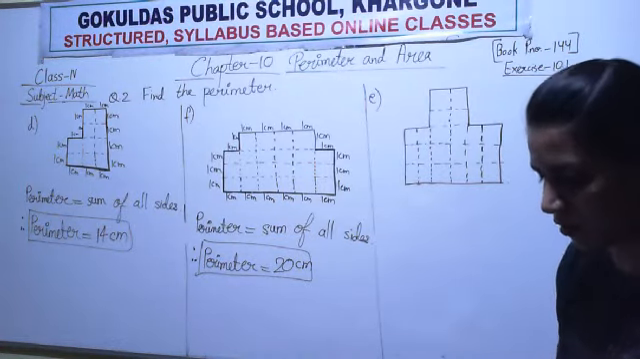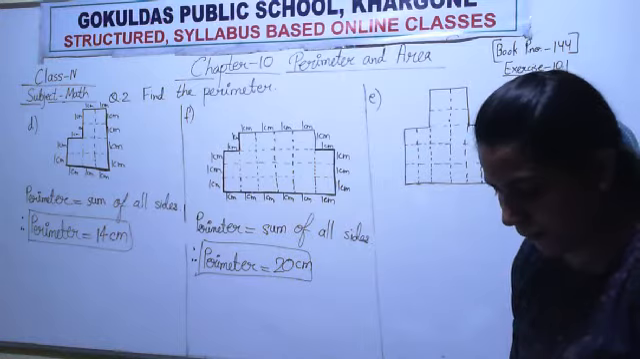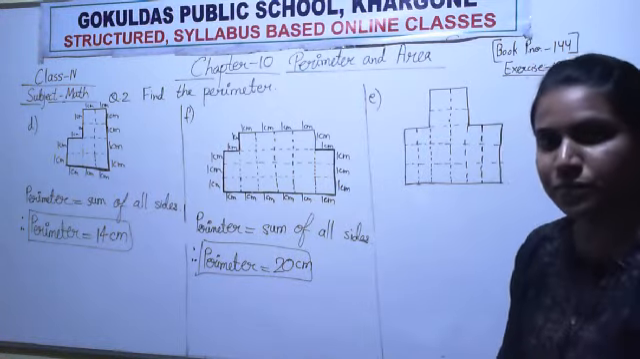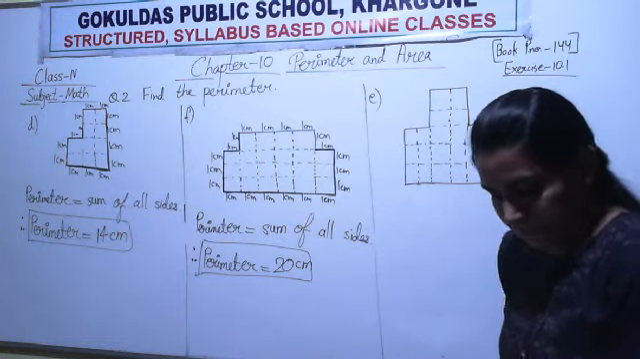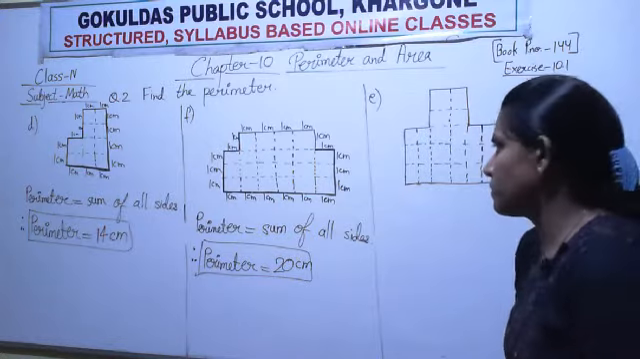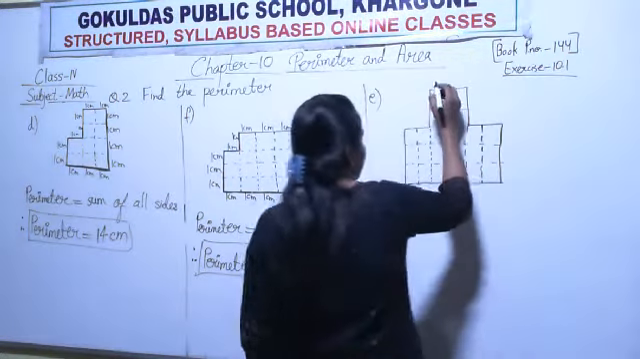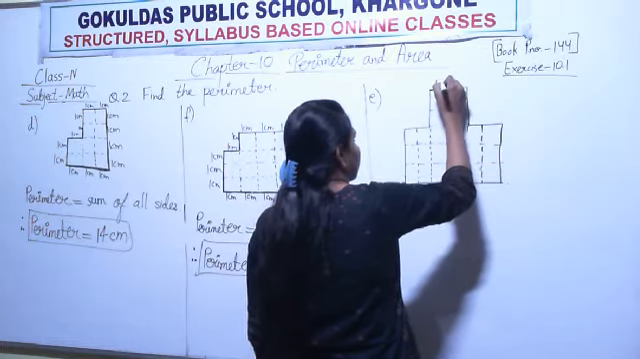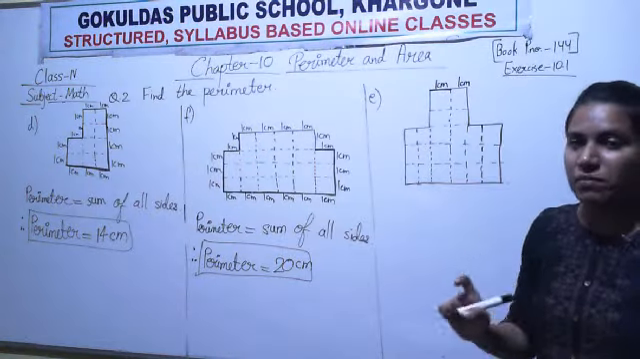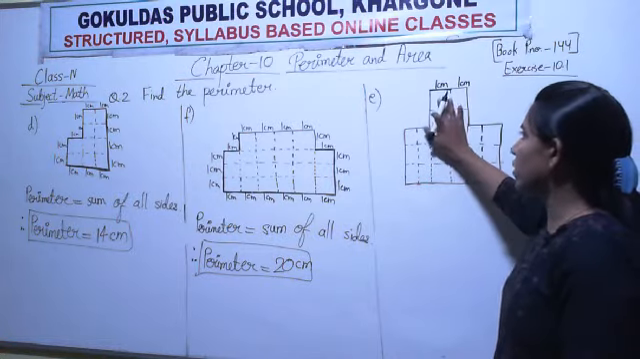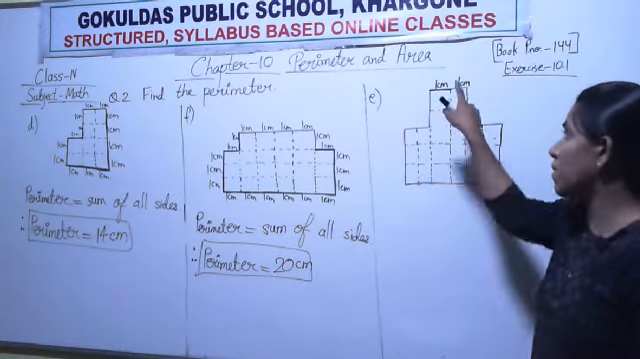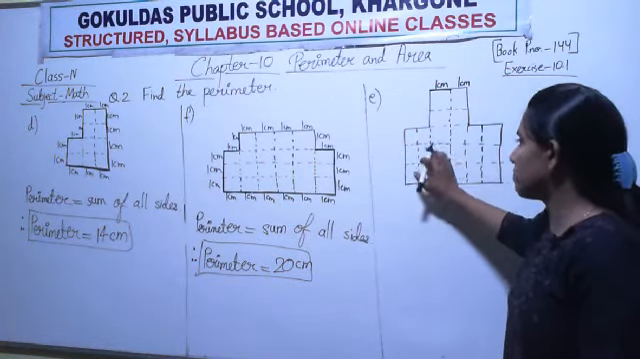Now the next one, question number E. Yes, in question number E, again, we remember as we are talking about perimeter, we are just talking about the boundary, not the interior part of the figure. Okay? We are talking about the boundary only. We are not talking about this part.